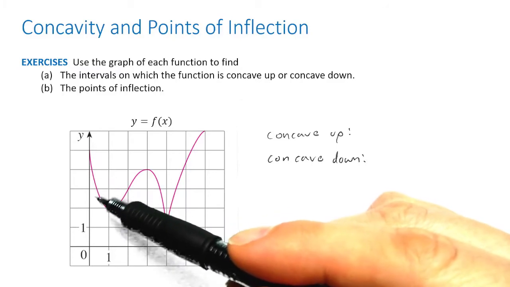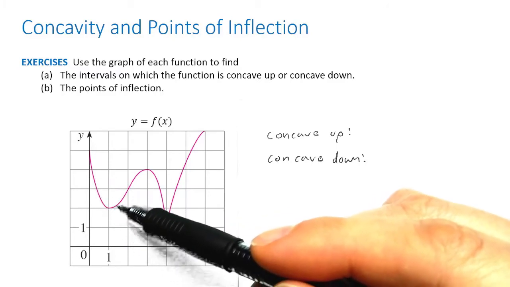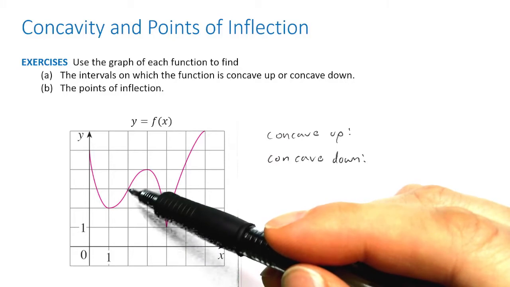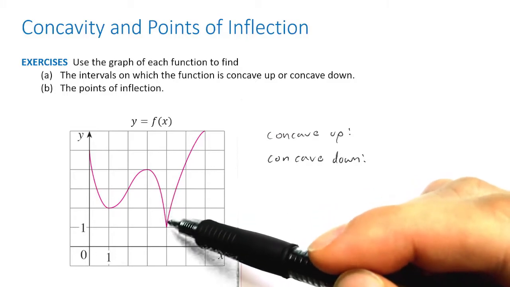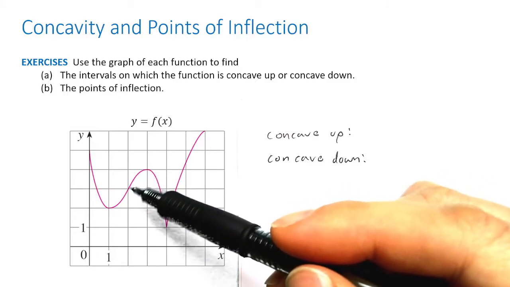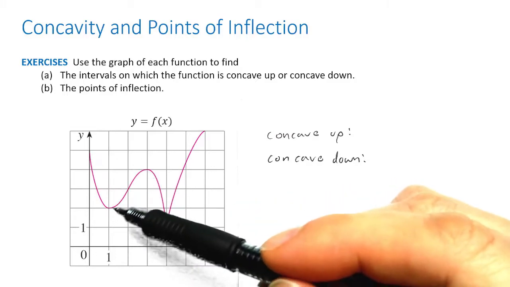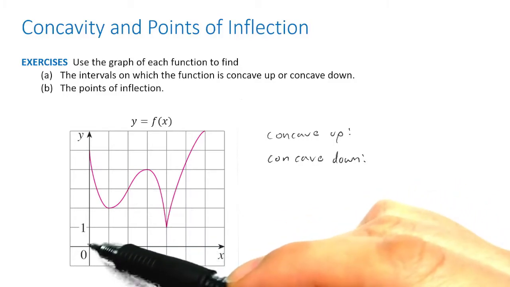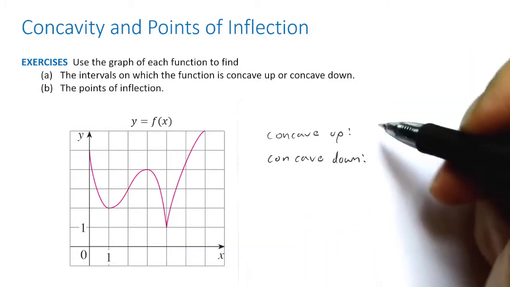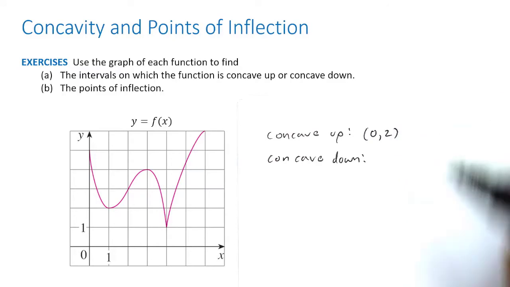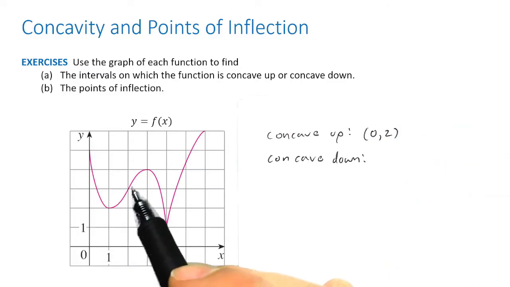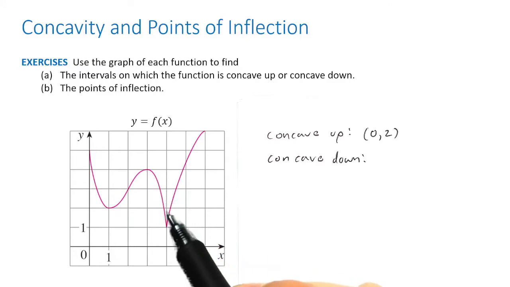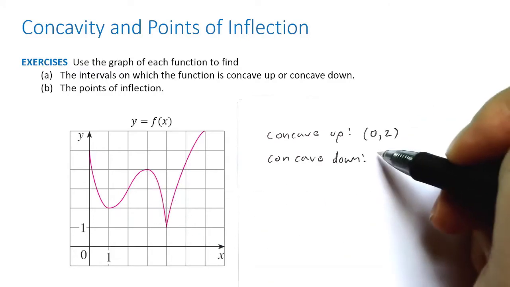So how far does this concave up go? Well, until we get to this point, that's when it changes, and now it becomes concave down up to here. So we see it's concave up from 0 to 2. I'm looking at the values on the x-axis to determine these numbers, 0 to 2. And then it's concave down from 2 to 4.